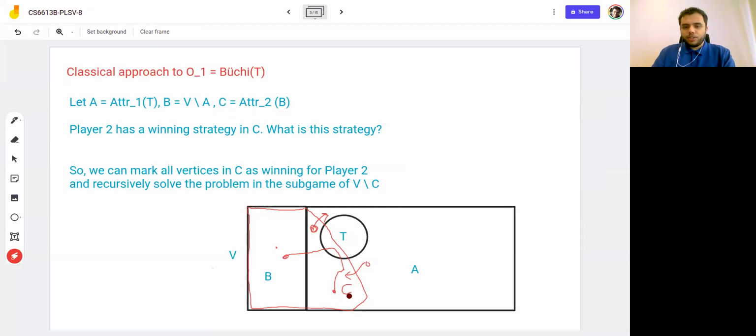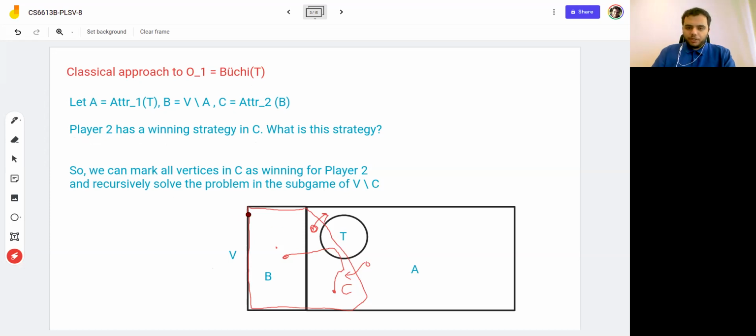And the idea here was that, well, if we start somewhere in C, because it's in attractor two of B, player two can force us to reach B. And when we reach B, B is a trap for player one, so player two can force us to stay in B forever. So this makes sure that we don't visit T infinitely many times. So we saw that player two has a winning strategy everywhere in C.